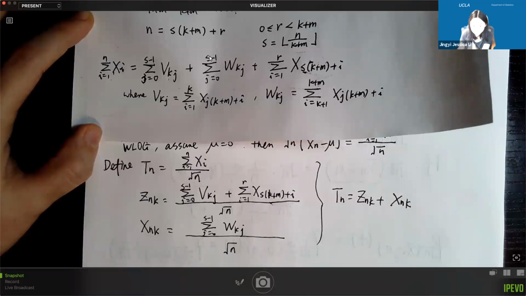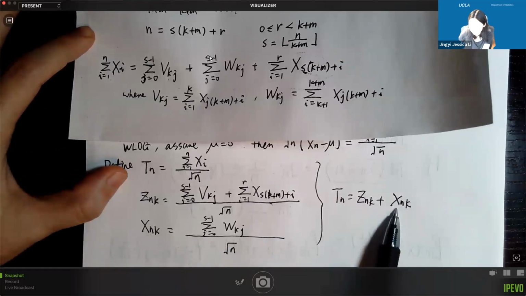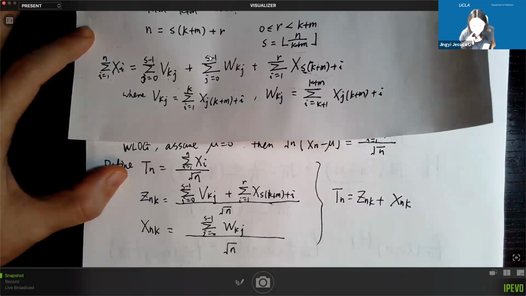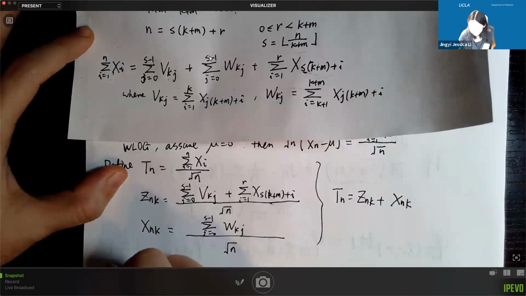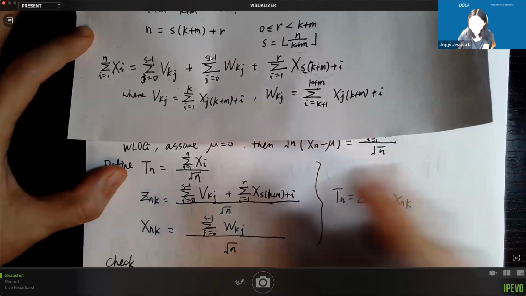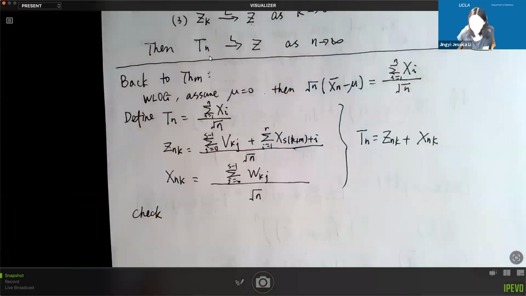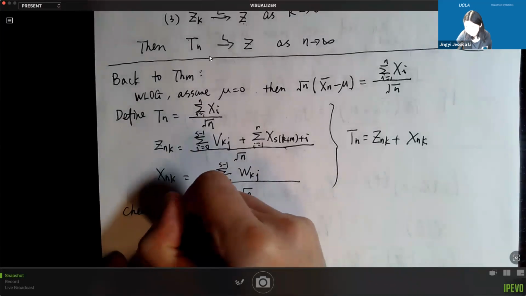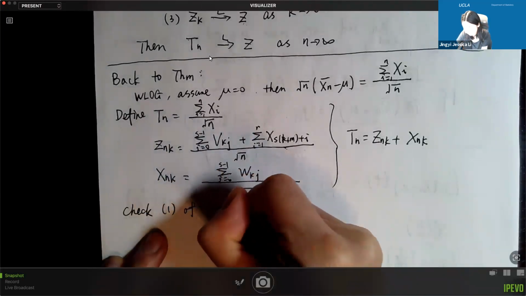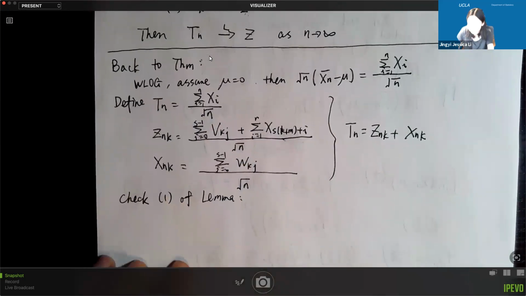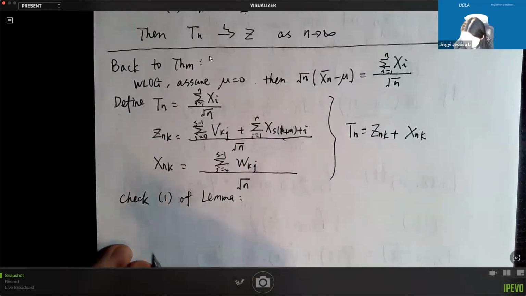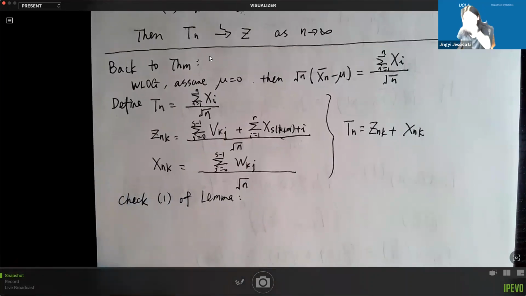Let's think about what the variance of this X_{n,k} is. Okay, I can move this away. That will be easier. So first of all, let's check condition 1 of the lemma, and that's about X_{n,k}. I want to show X_{n,k} converges to 0 in probability. As I said, an easy way to prove it is to show the variance going down to 0.